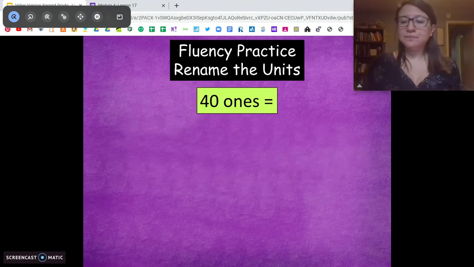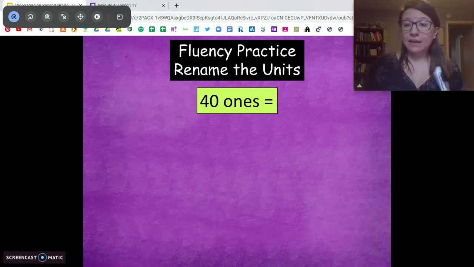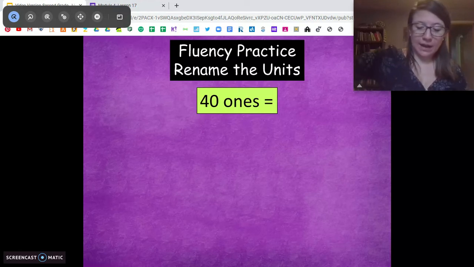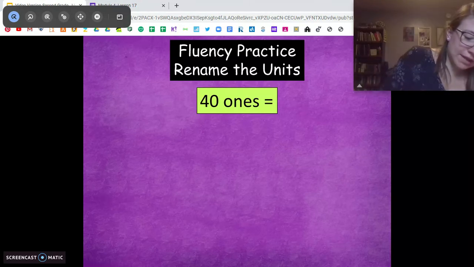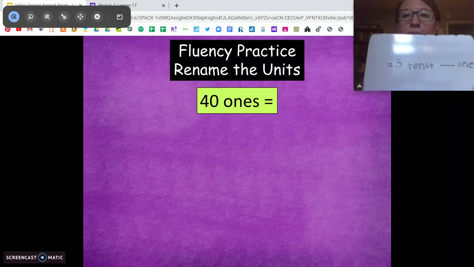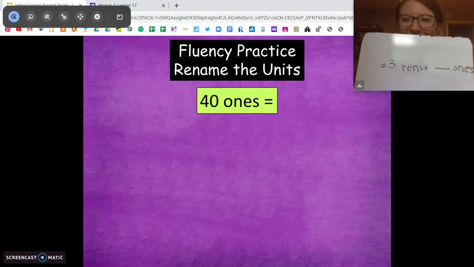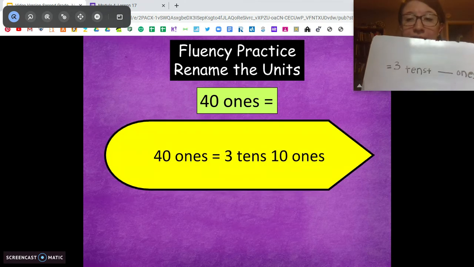All right, let's try another one. 40 ones. For this one, I'm going to give you 3 tens, and I want you to tell me how many ones. So we're going to change the 2 tens to 3 tens. How many ones do we need to make 40 ones? Yeah, we're going to need 10 ones. So 40 ones equals 3 tens, 10 ones.